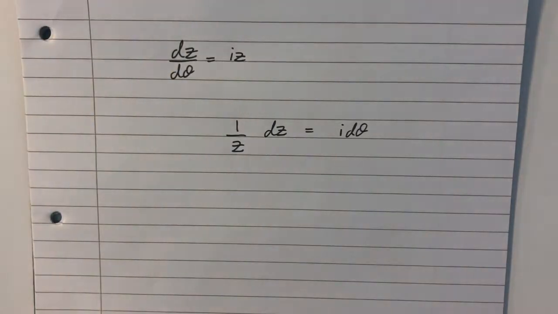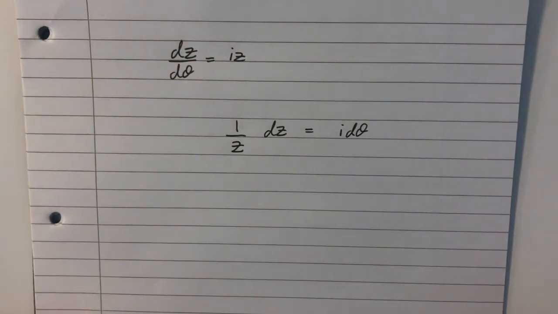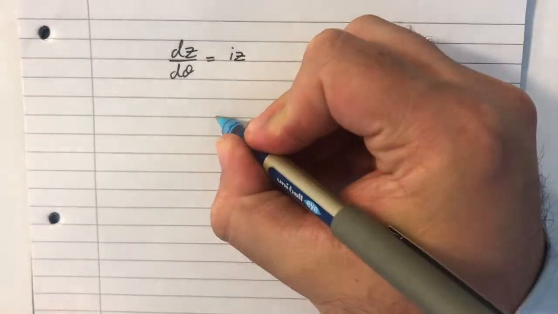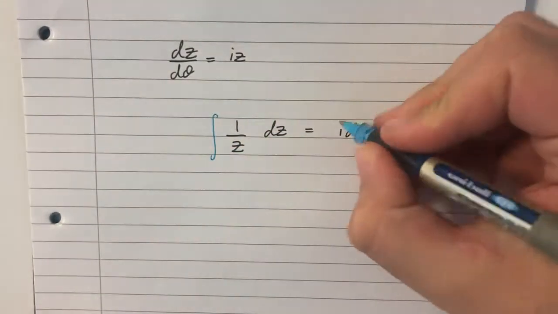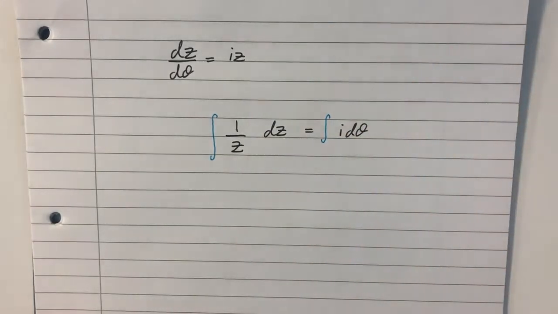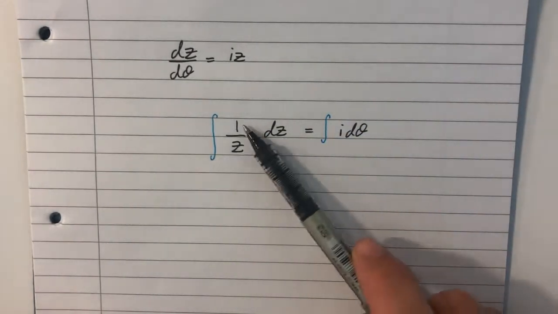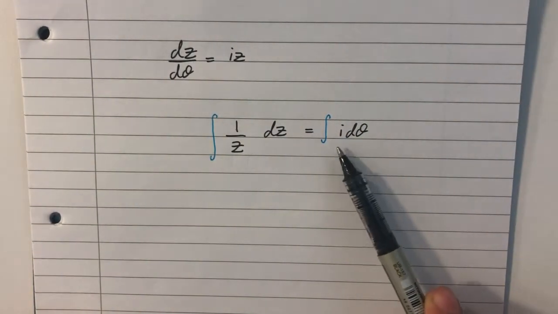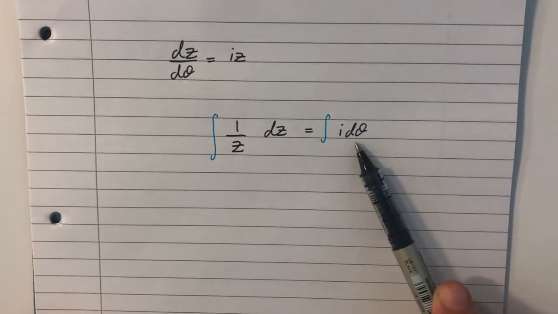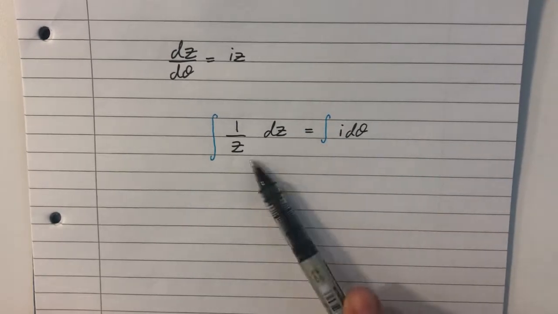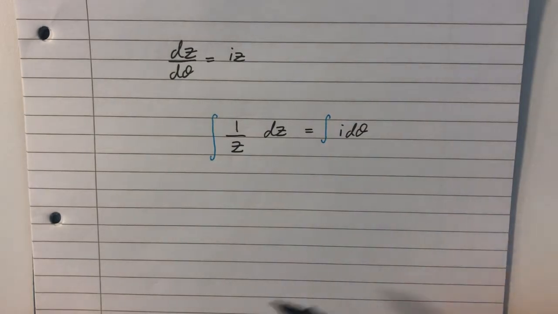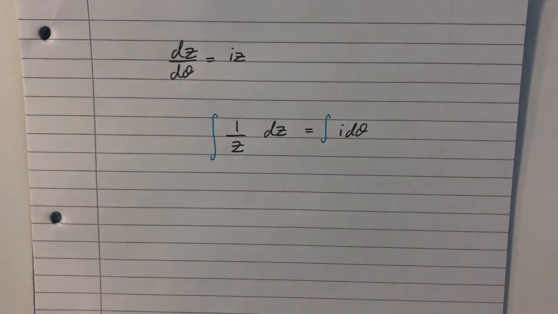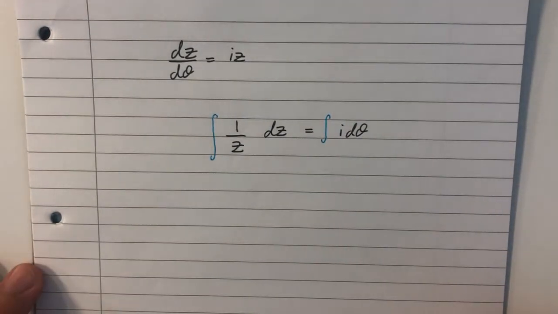But there is something that we can do to make this equation make sense. Something very simple. And you don't need to know the proof of it, but it always works. And that's just to pop an integral sign into both sides of the equation. And suddenly it does make sense. I'm integrating now 1 over z with respect to z, and that's going to be equal to the integral of i with respect to theta. Okay, so two different integrals. And this equation is completely mathematically fine. There's nothing wrong with it.